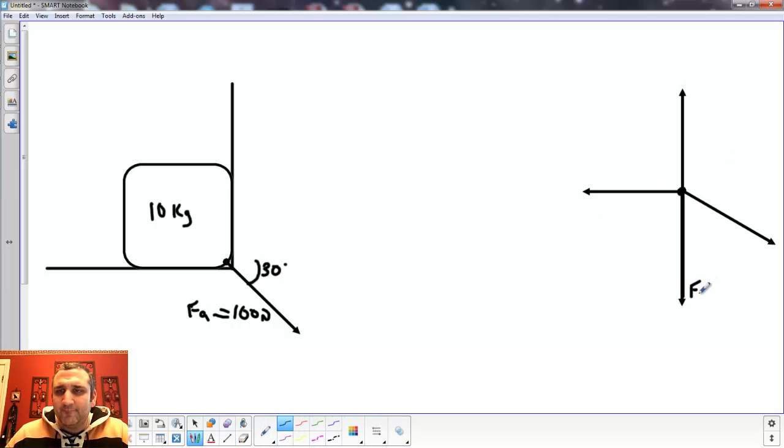So we got FG, we've got FA, we've got FN, and we've got FN also. So we'll call this normal force from the floor, we'll call this normal force from the wall. And we know the applied force is 100 newtons, and we know the gravitational force is also 100 newtons. I'll give that a negative there.